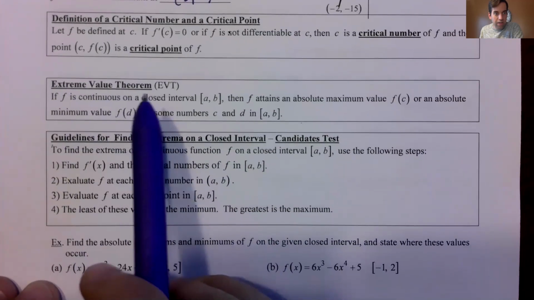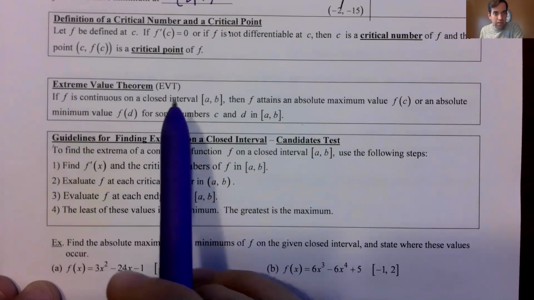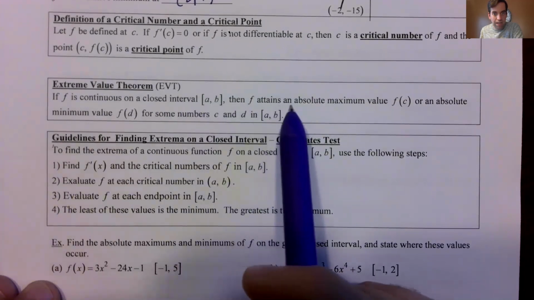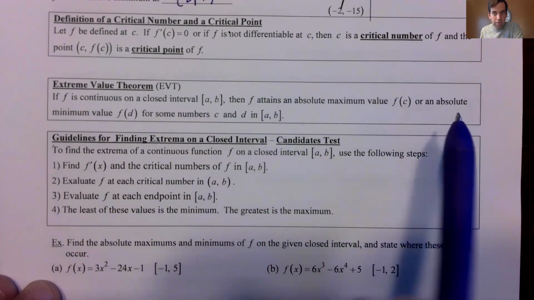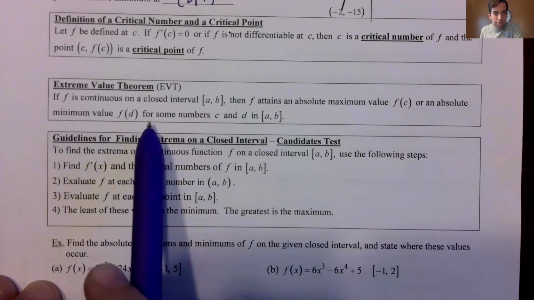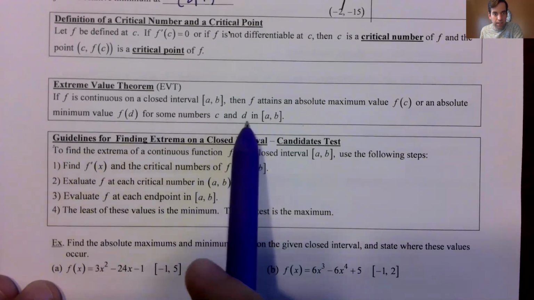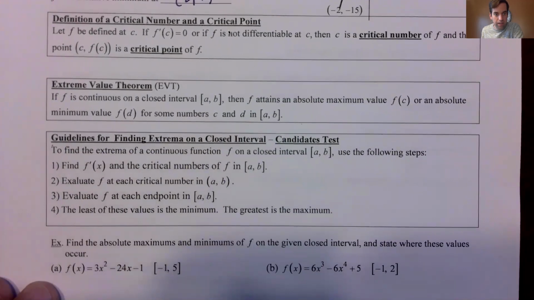The extreme value theorem is next. If f is continuous on a closed interval, then f attains an absolute maximum value f of c or an absolute minimum value f of d for some numbers c and d in the closed interval a to b.